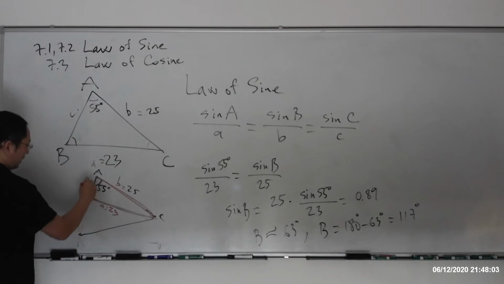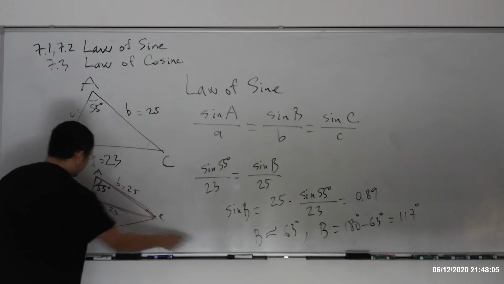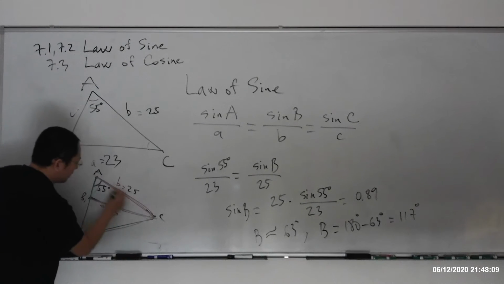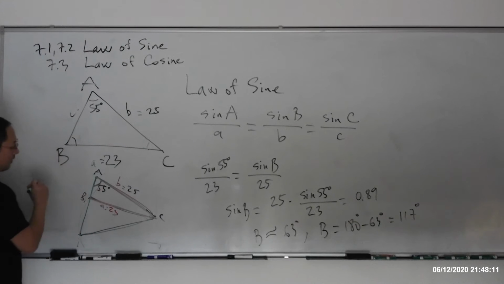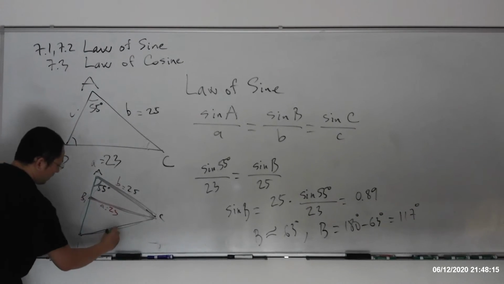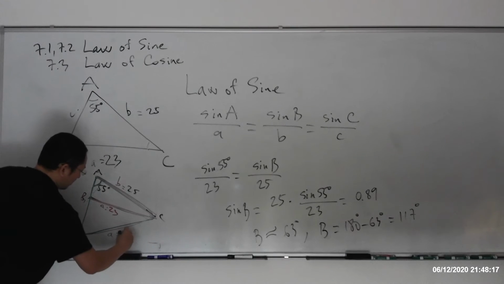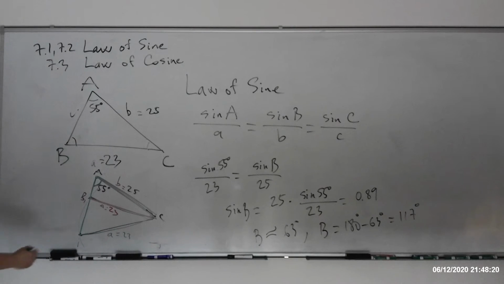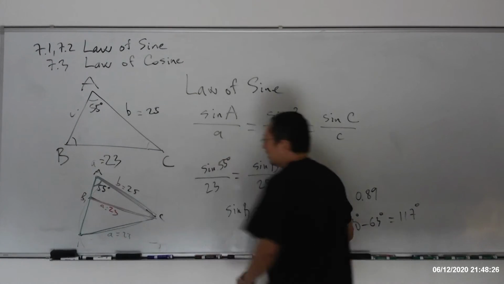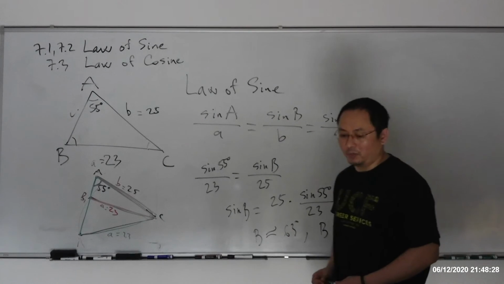Okay? And you have the second triangle, this one from here to here. It also satisfies all the conditions that you have. The angle A is 55 degrees, the length B right here is 25, and the length A right here is also 23. Two possible solutions. In other words, you have two different triangles that satisfy the same condition. That's why you have two solutions. Okay, and there's nothing ambiguous in here.